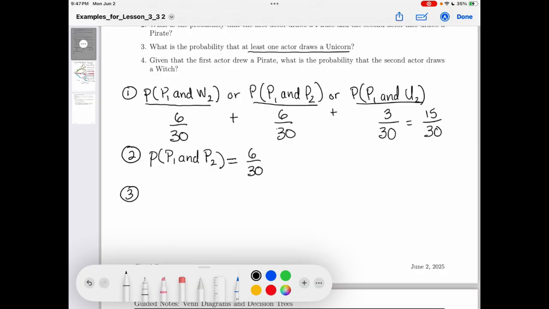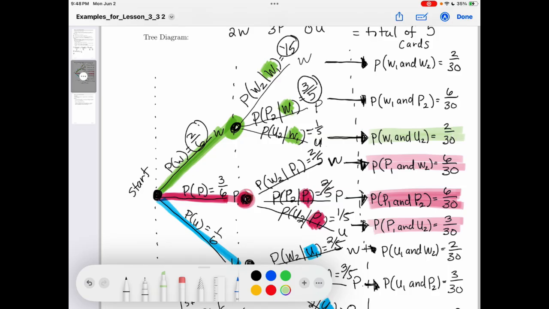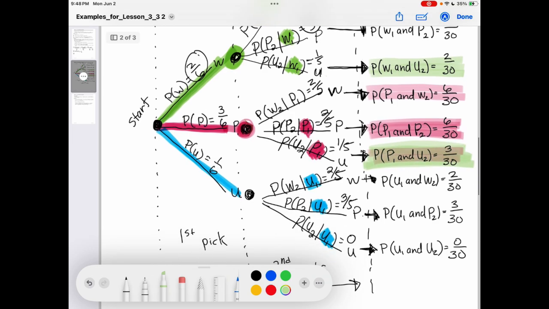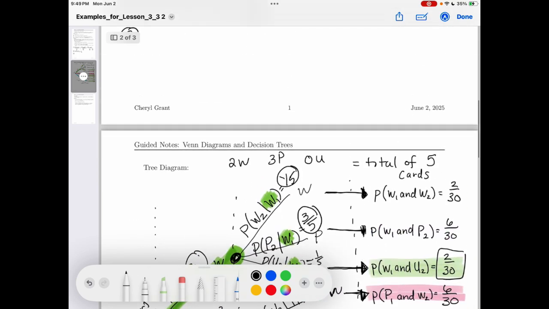Question number 3. What is the probability that at least one actor draws a unicorn? So let's find any of those outcomes where we have at least one unicorn. So here's where we have at least one unicorn, that green shade. I'm going to highlight these in light green. Here is another one where a unicorn is drawn. And then we have these down here where a unicorn is drawn. So we need to add up all of these probabilities. We have 2 out of 30 plus 3 out of 30 plus 2 out of 30 plus 3 out of 30 plus 0 out of 30. So that's 10 out of 30.